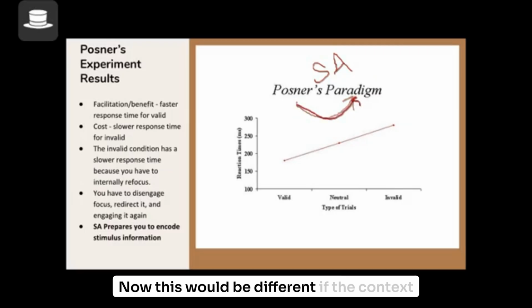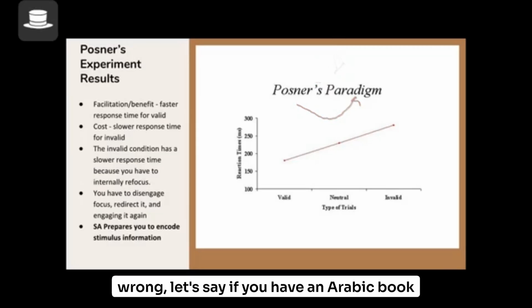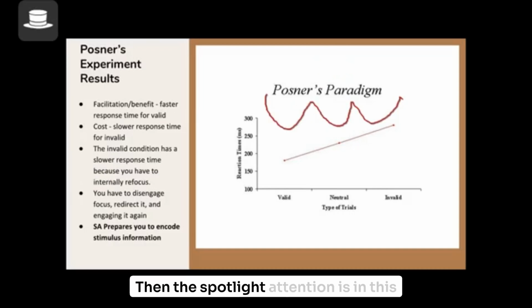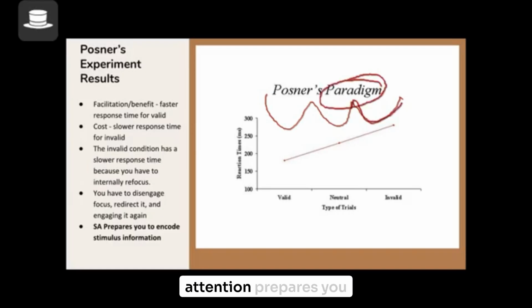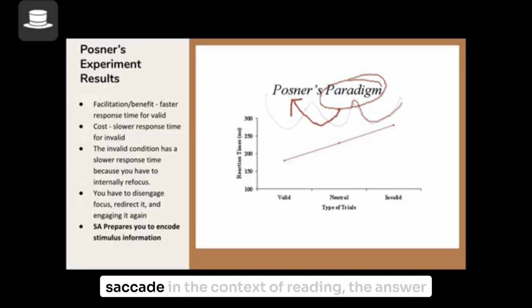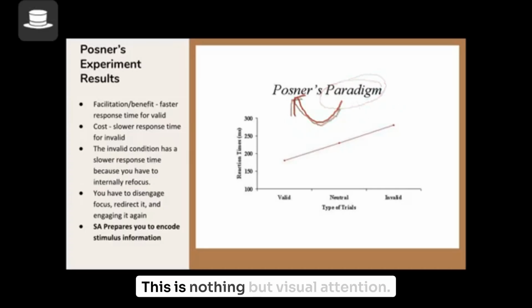Now, this would be different if the context were different. Let's say, correct me if I'm wrong, you have an Arabic book and you're reading, right? If I'm not wrong, they go from right to left, right? Then the spotlight attention is in this direction. When you read this word, your spotlight attention prepares you to go to the next word in this direction. So if you get a question, what triggers a saccade in the context of reading? The answer is spotlight attention, which is nothing but visual attention.